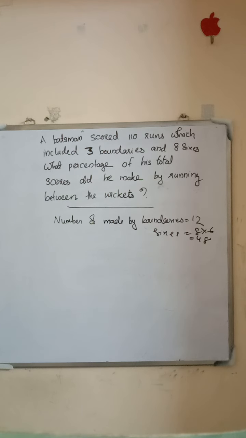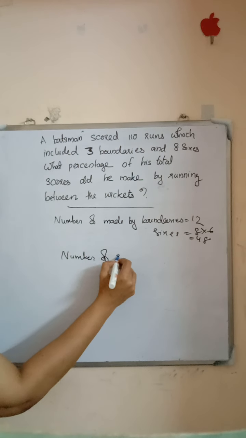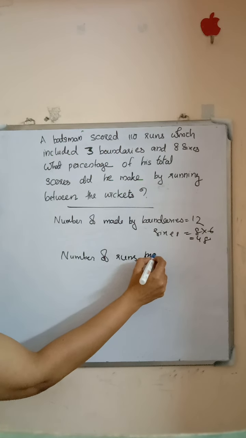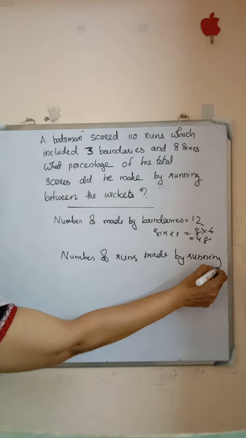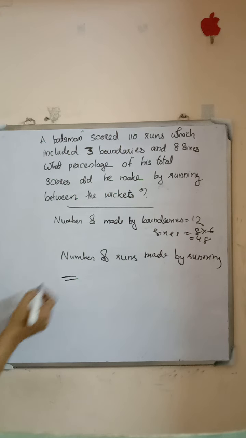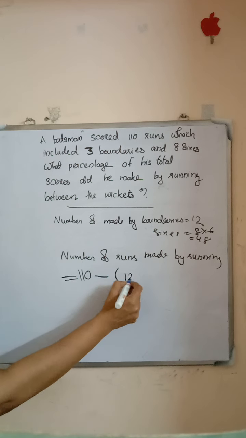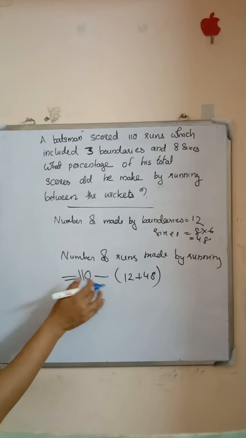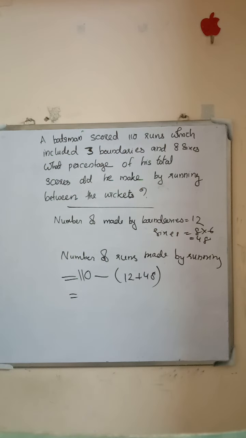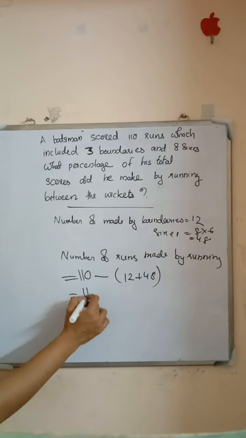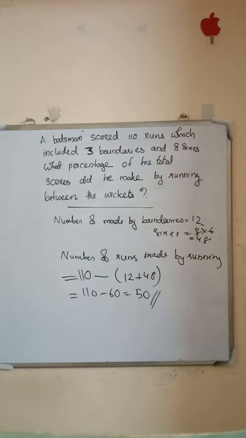So, the number of runs made by running is equal to 110 minus 12 plus 48. We subtract the runs made by boundaries and sixes, and we get the number of runs made by running. That is equal to 110 minus 60, equal to 50. So 50 runs made by running.